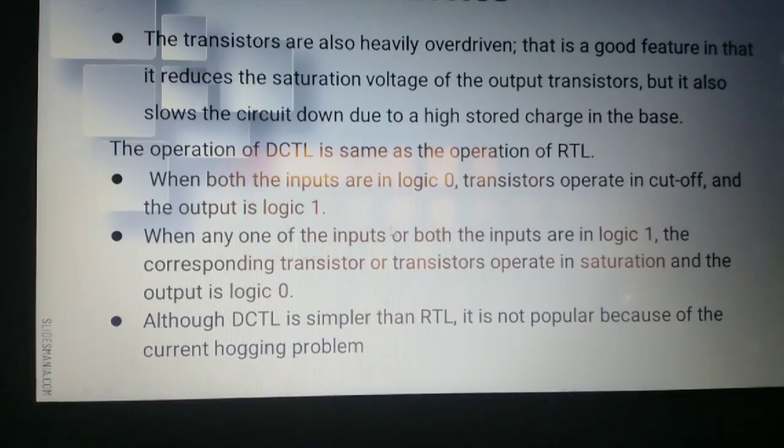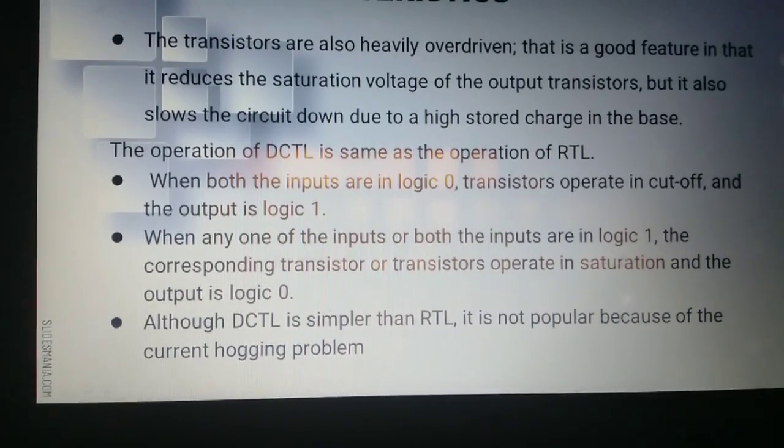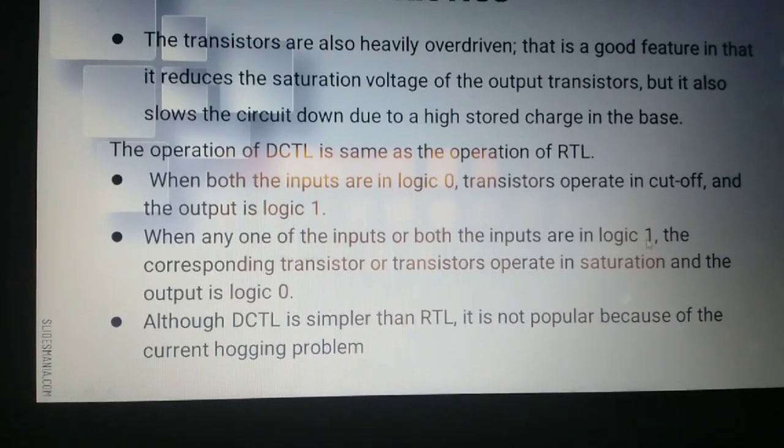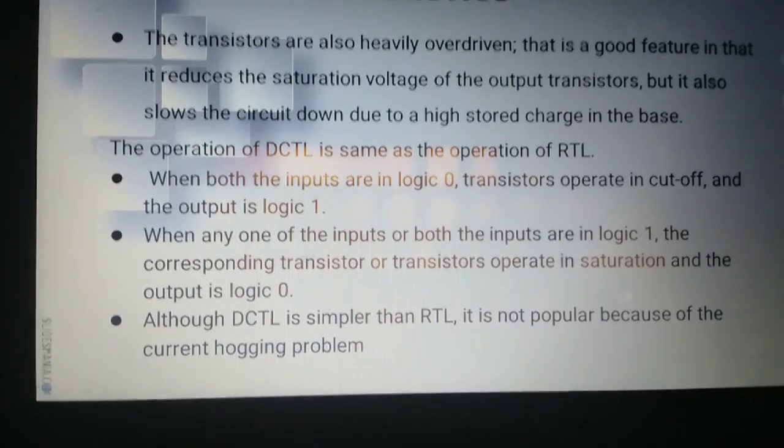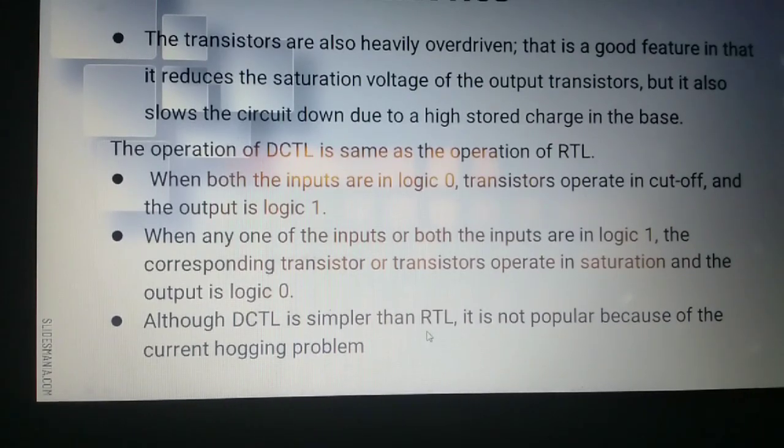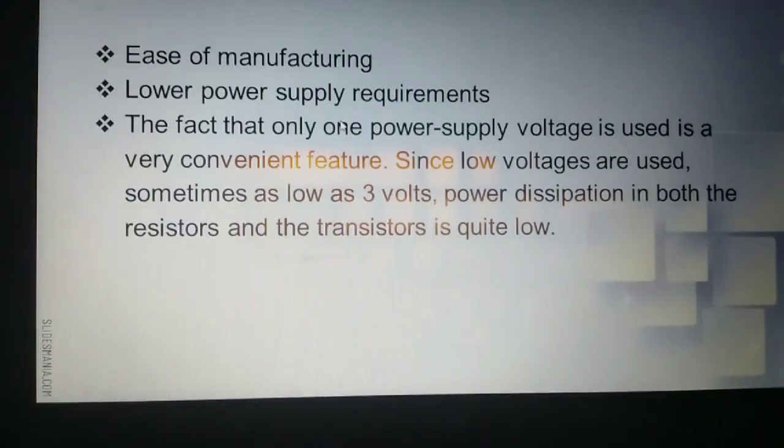When any one of the inputs or both of the inputs are in logic 1 or high, the corresponding transistor operates in saturation and the output is logic 0 or low. Although DCTL is simpler than RTL, it is not popular because of the current hogging problem. So, yun na nga, ang current hogging ay i-discuss ko mamaya sa disadvantage. So, doon muna tayo sa advantages.